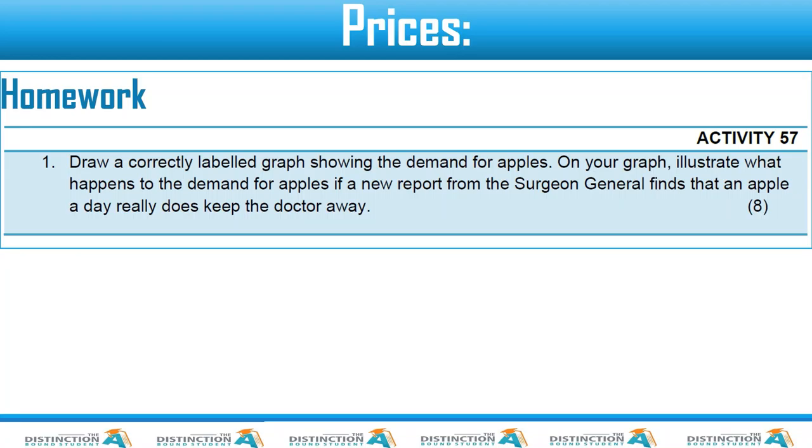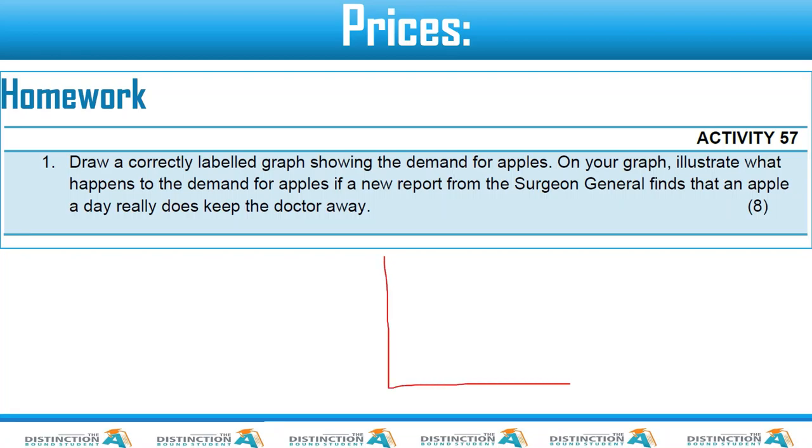As usual, we start our lesson with homework from the previous lesson. You were required to draw a demand curve showing that research proves an apple a day really keeps the doctor away. If that is proven, no one would want to go to a doctor; people want to stay healthy. That's what the statement says. So if it's proven that an apple a day keeps the doctor away, what would happen?